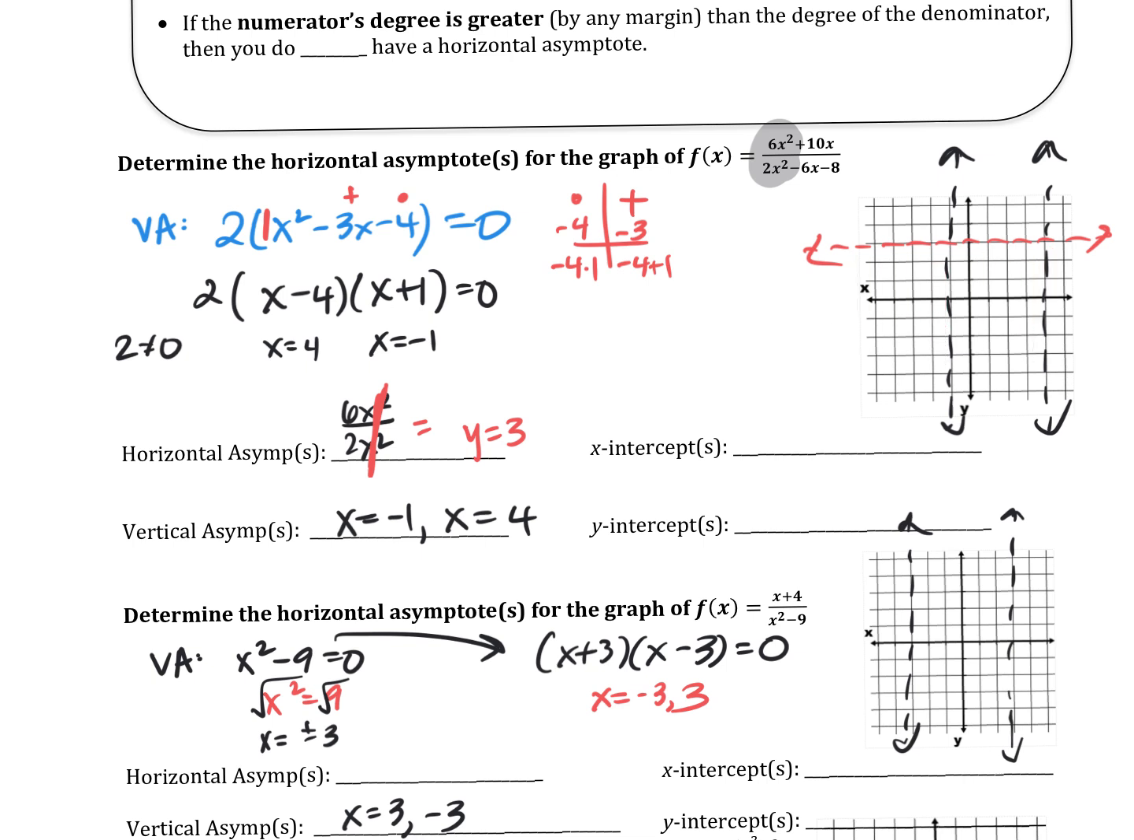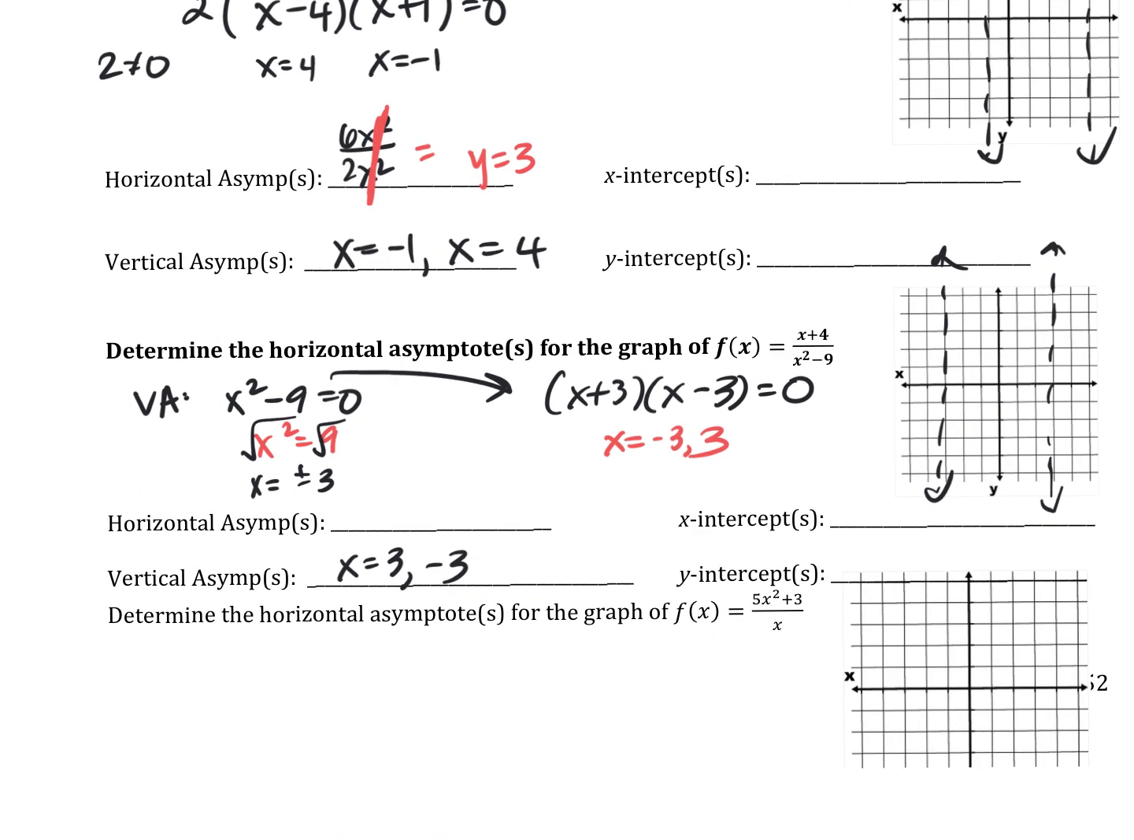This next one. Don't you agree we have an x over an x to the second? They don't match and cancel out this time, right? The degree in the bottom is bigger. So anytime the bottom exponent is bigger, every single time the horizontal asymptote is going to be 0. Every single time.